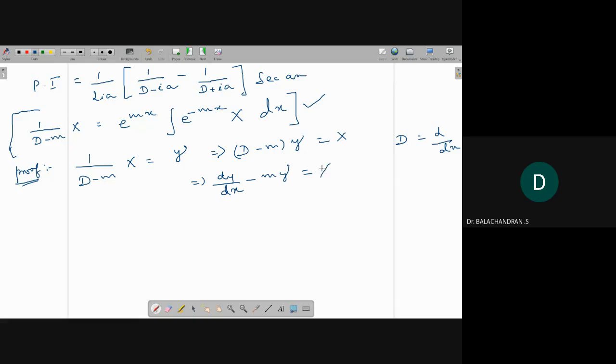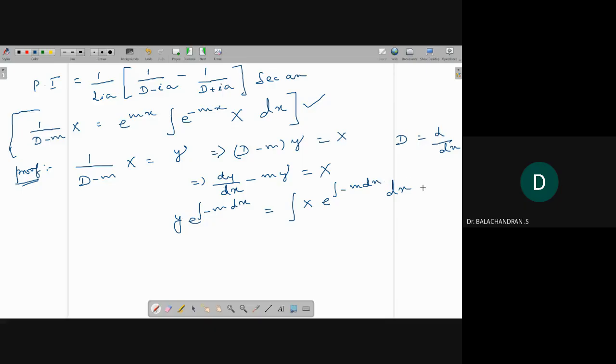Minus my equal to capital X. Now this is actually a linear differential equation in y. dy by dx minus my equal to capital X. The solution of this linear differential equation is y into e power integral minus m dx is equal to integral capital X into, that is Q, e power integral minus m dx.